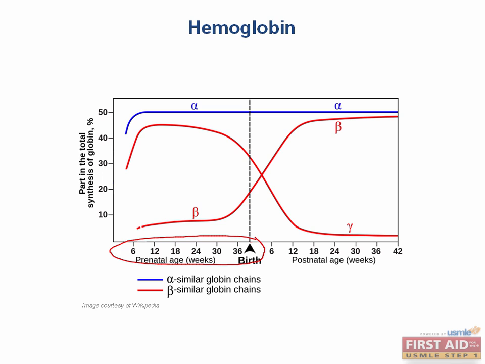Finally, fetal hemoglobin will make up nearly 100% of the total hemoglobin from week 10 up until birth. You can see this here in the graph by noting that both the alpha and gamma subunits are those that are the most abundant during this time period.